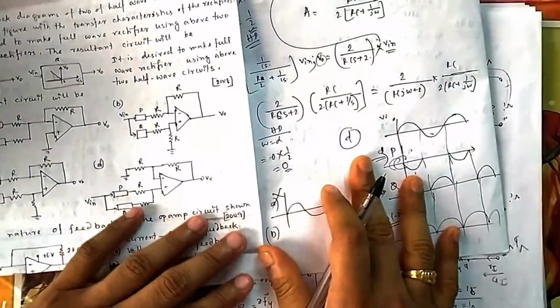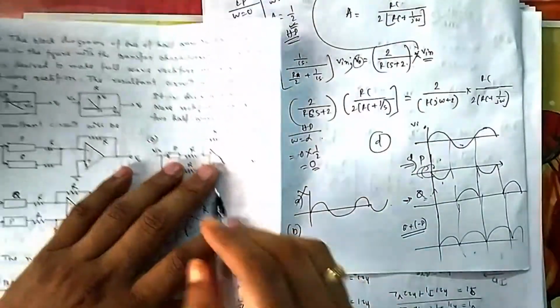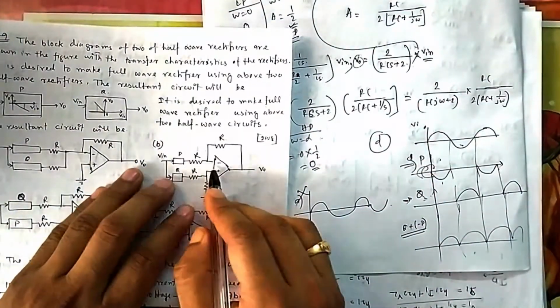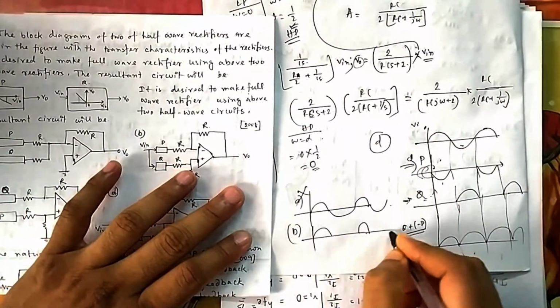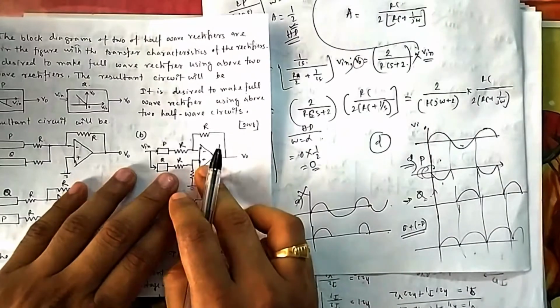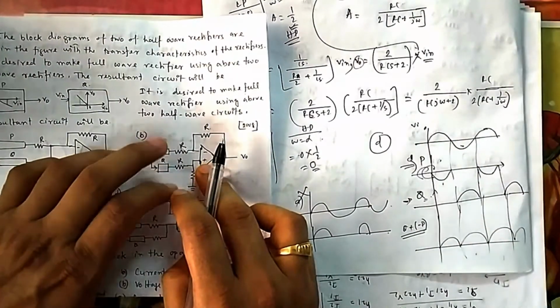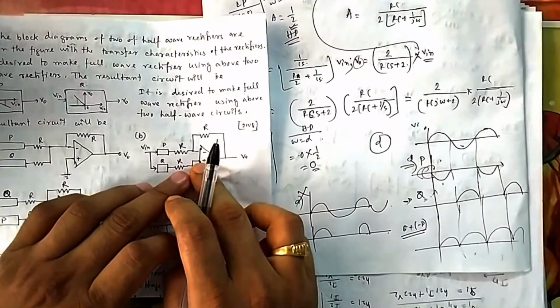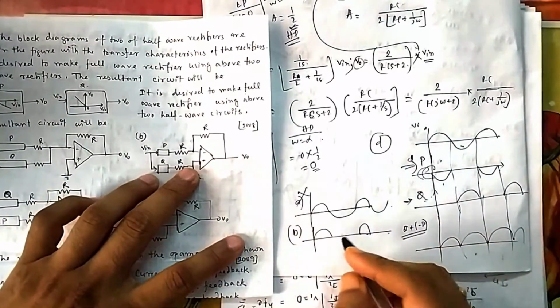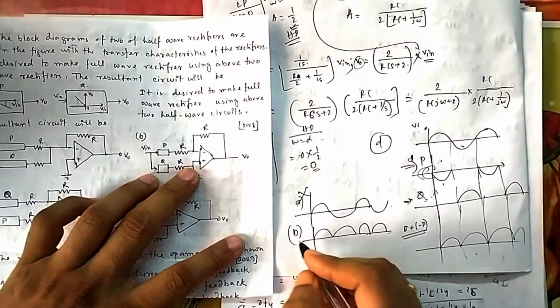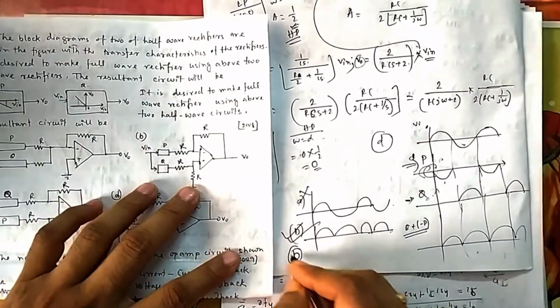So come to B. In B, P is connected to the minus terminal, so P is getting inverted. That's good. And Q is connected to the positive terminal, because that time P will not be there, so it will not get inverted. Whatever is there will directly come, so Q will be as it is. So it is a full wave rectifier. Yes, option B is the correct answer.